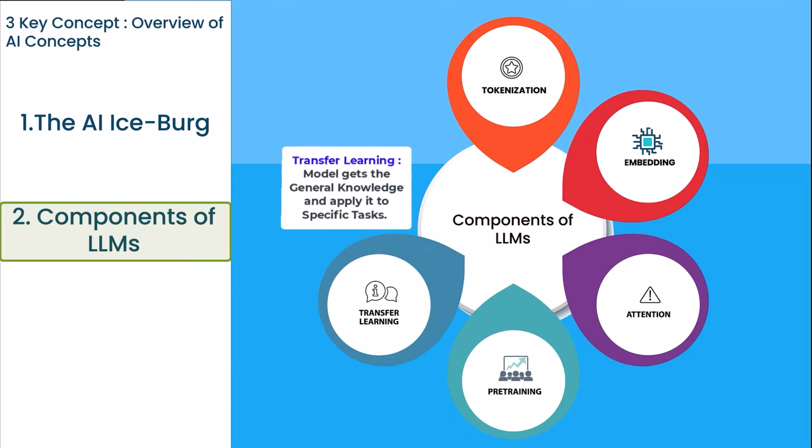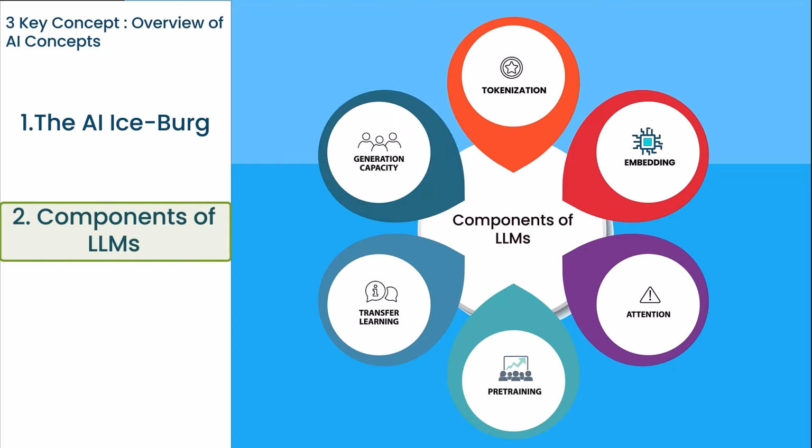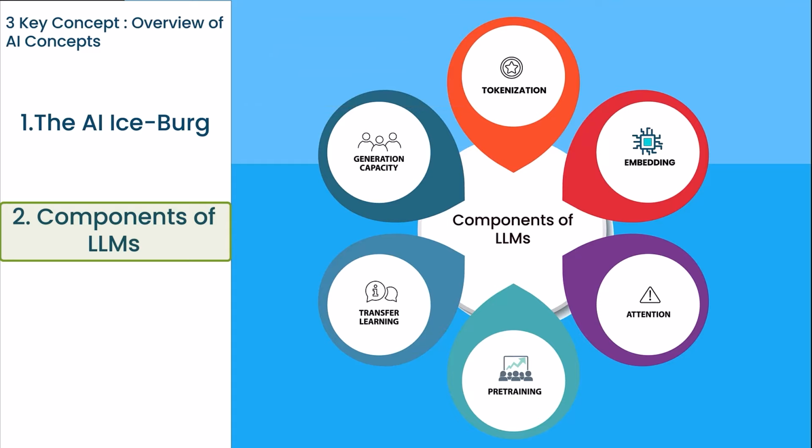Transfer learning. Once the model has this general knowledge, it applies it to specific tasks, like answering questions or summarizing text. It's like taking everything you learned in school and using it at your first job. Generation capacity. Finally, the model combines all its knowledge to generate responses that sound human-like and contextually accurate. Every single one of these steps works together, creating the seamless experience we see in tools like ChatGPT.